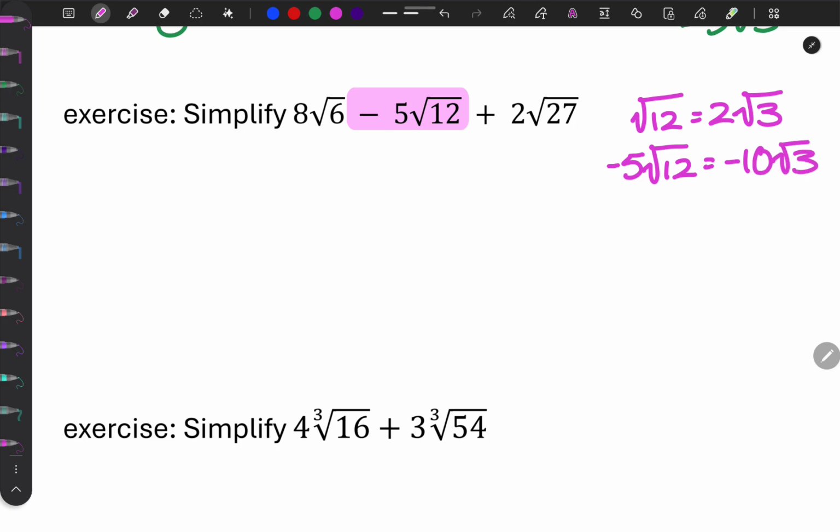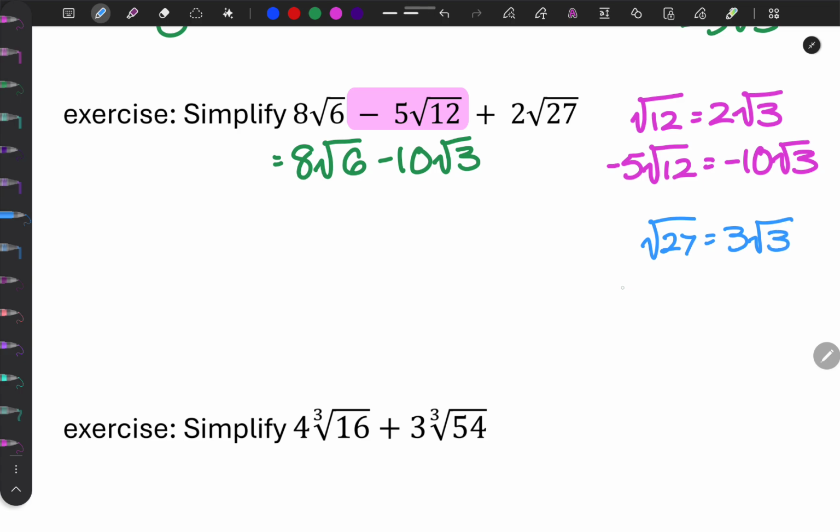And let's rewrite this underneath. 8 root 6 minus 10 root 3. And let's do the same thing with our third term. So we have a square root of 27. The square root of 27 is equal to 3 root 3. But we actually have 2 root 27. So if we multiply our previous expression by 2, it's 6 root 3. And we put that back into our longer expression, plus 6 root 3.